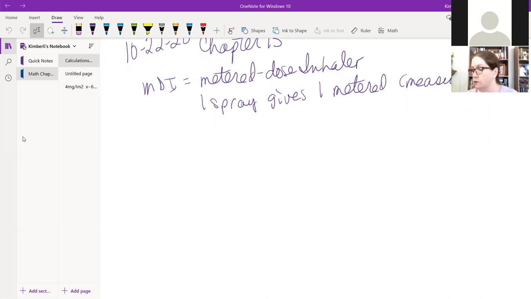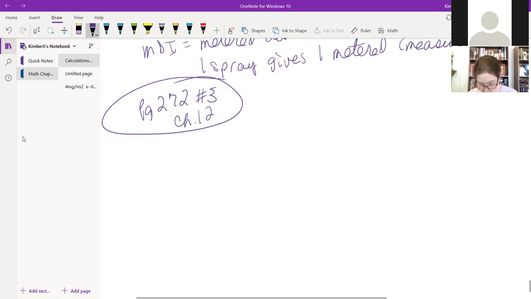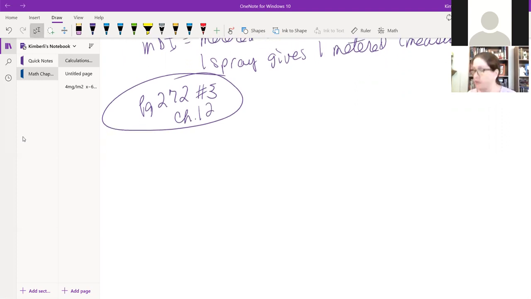So page 272, number 3. This is from chapter 12. It says a child weighs 55 pounds and is normal height for weight. So it doesn't give you the height, does it?